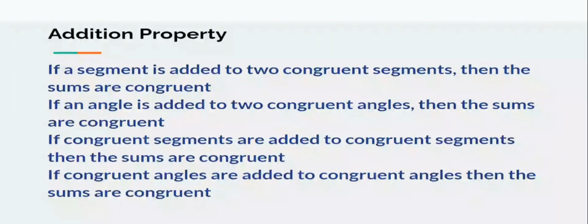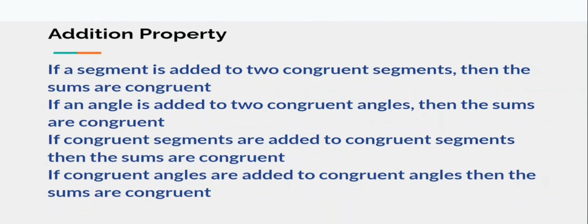The addition property. We have two major theorems under the addition property. The first theorem states that if a segment is added to two congruent segments, then the sums are congruent. Now, instead of a segment, you could also use an angle, so therefore you could state if an angle is added to two congruent angles, then the sums are congruent.